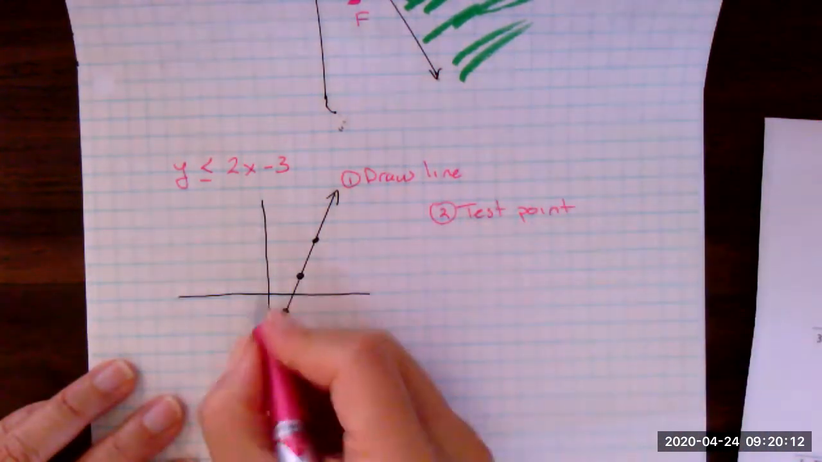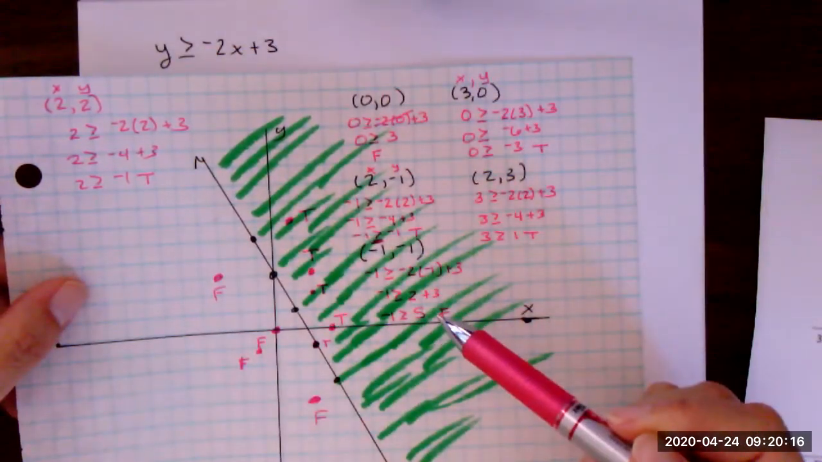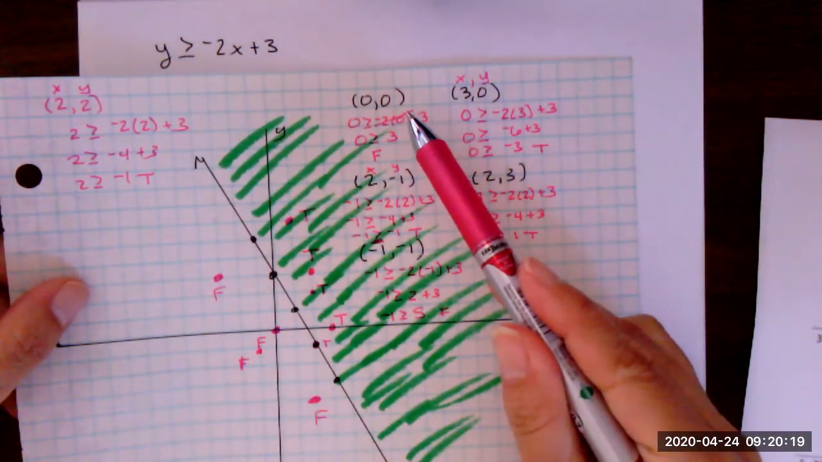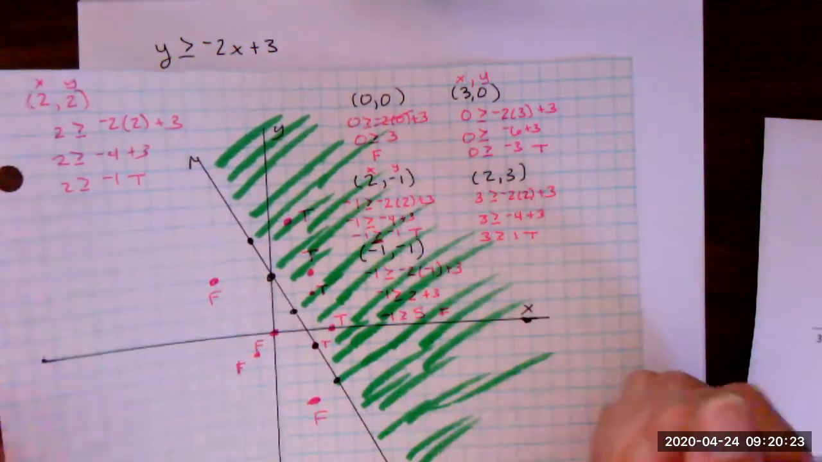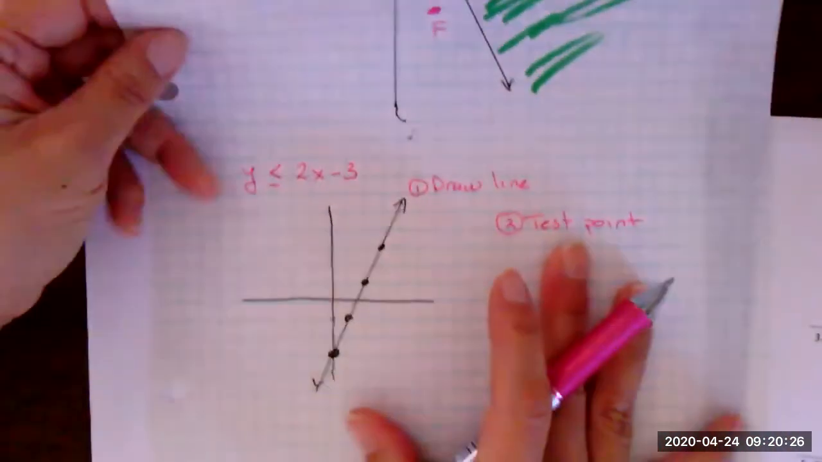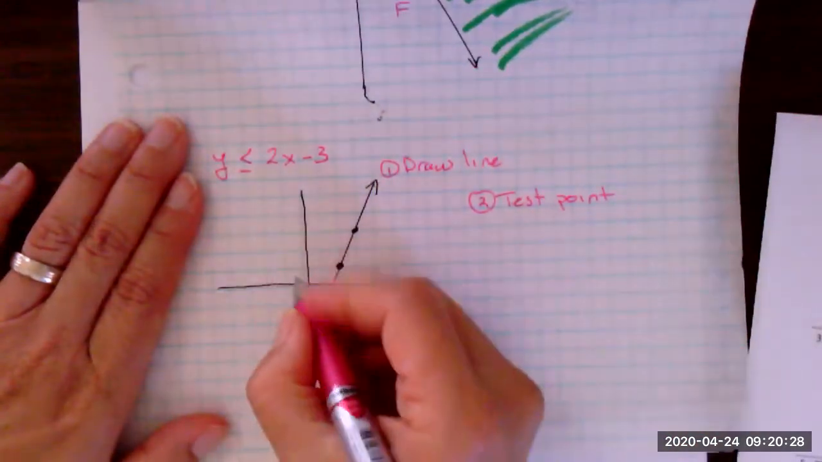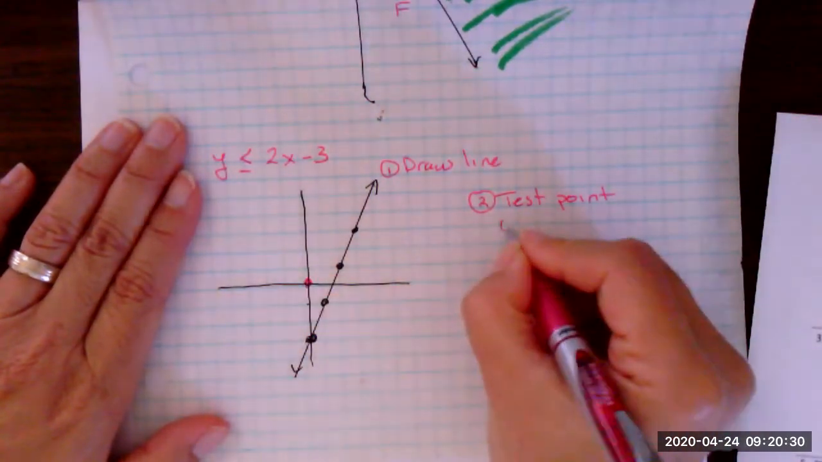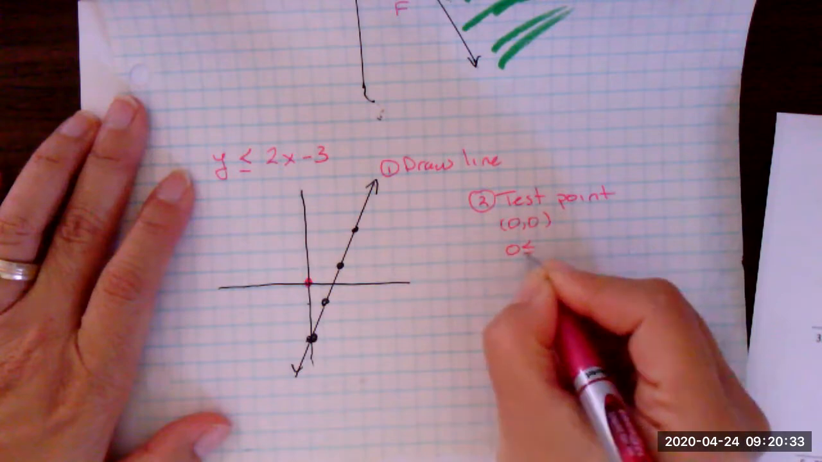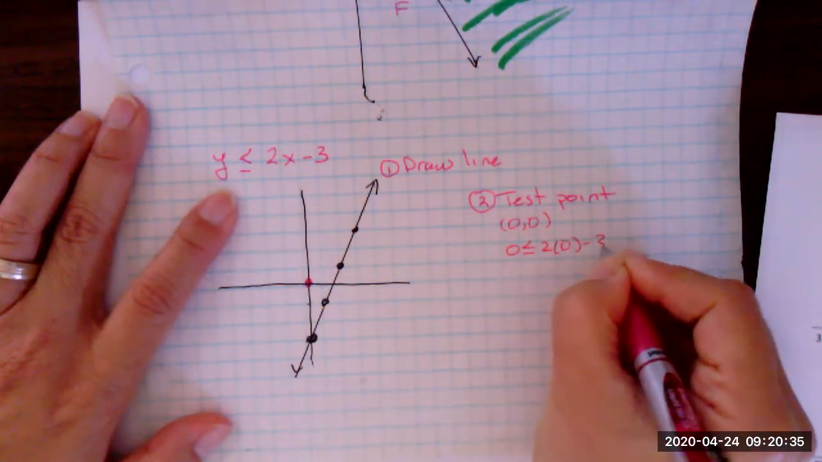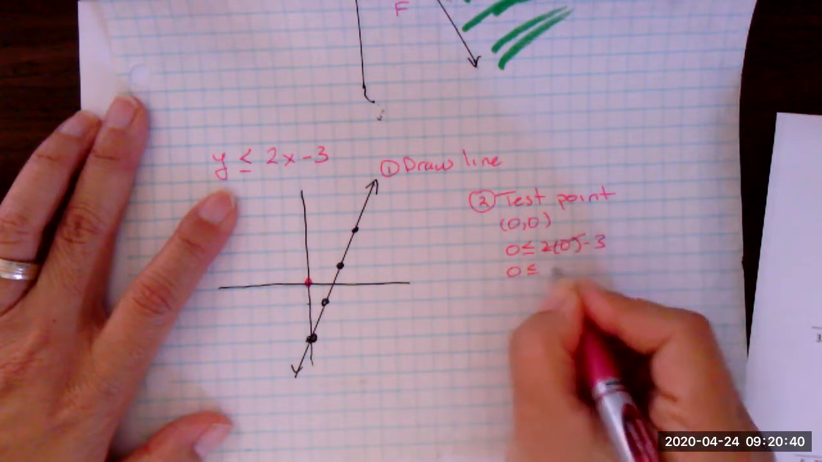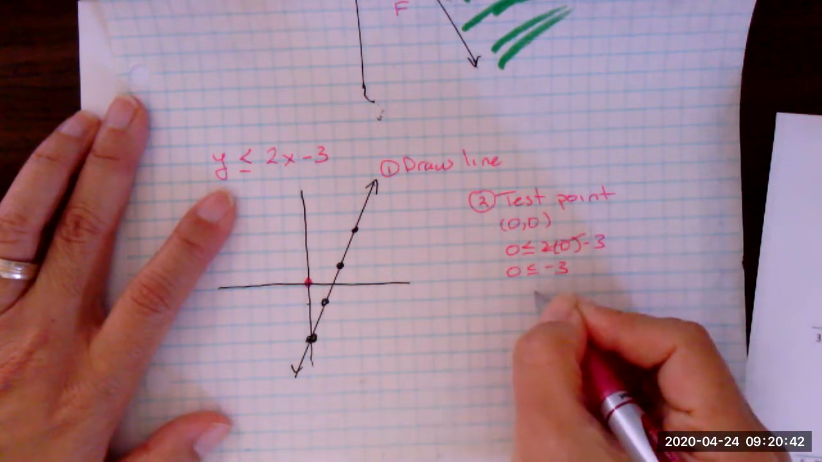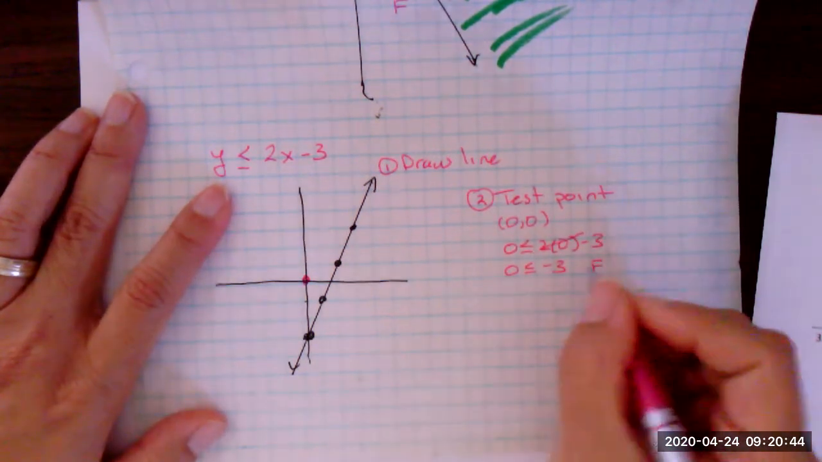I like to test, out of all of these, which one would seem to be the least amount of work? It was this one, when I tested 0, 0. Everything took 3 steps, except for this one took only 2. So that's the point I'm going to choose. You can choose any point you want, but I'm going to choose 0, 0 because it's less work. So now I'm going to ask myself, is 0 less than or equal to 2 times 0 minus 3? In other words, is 0 less than -3? No, it's not. So this is false.